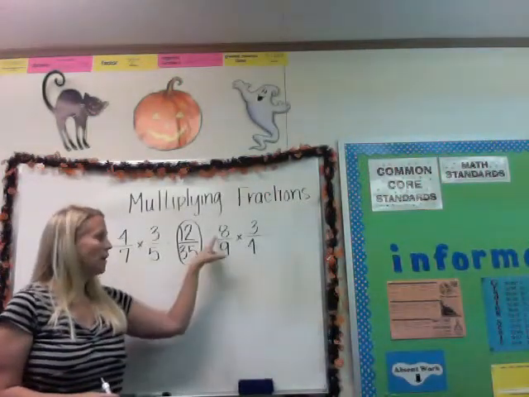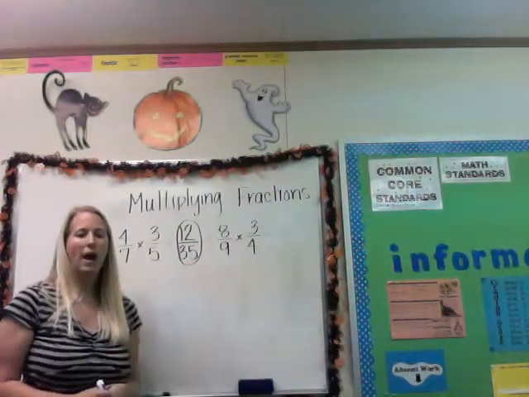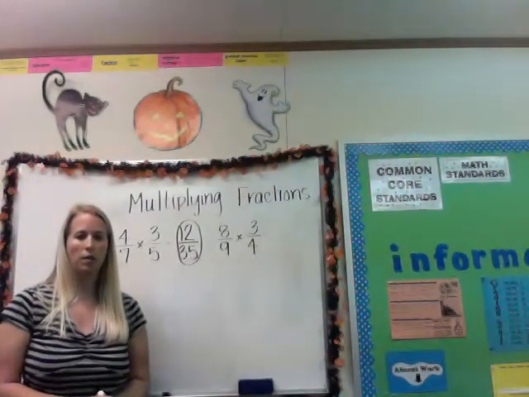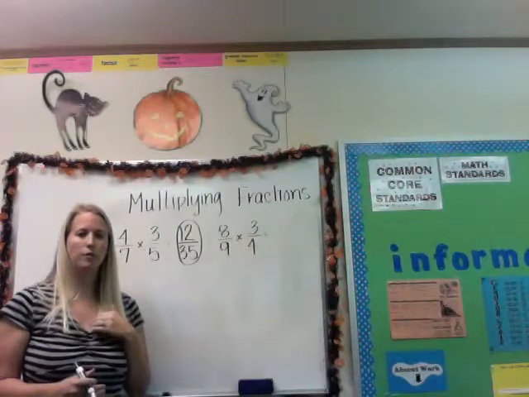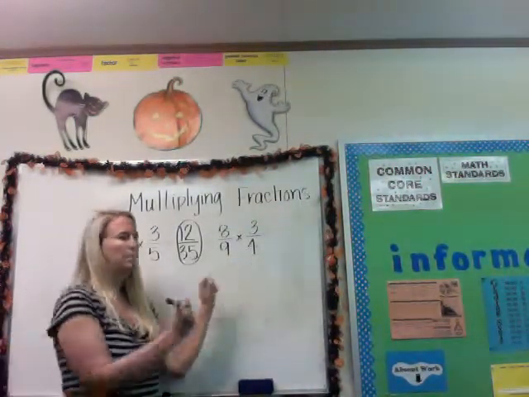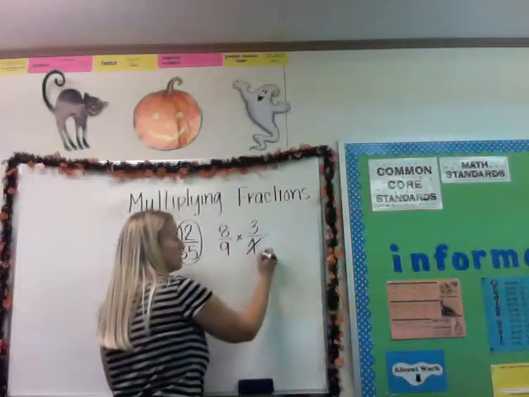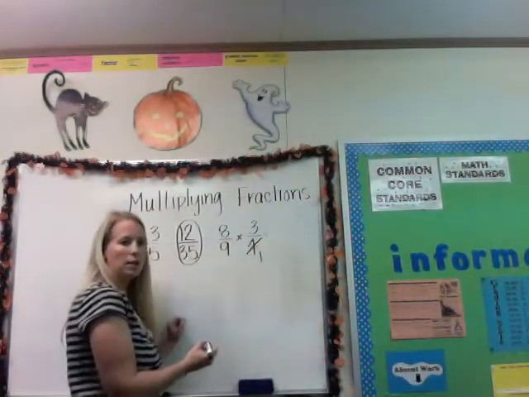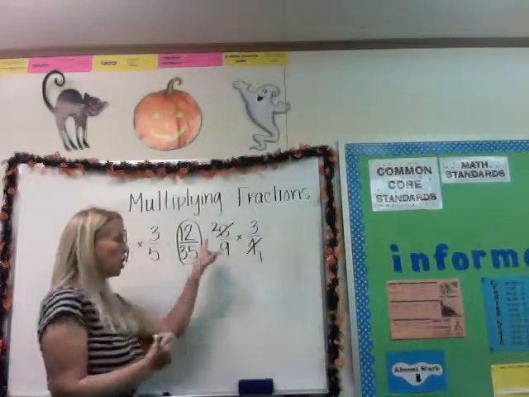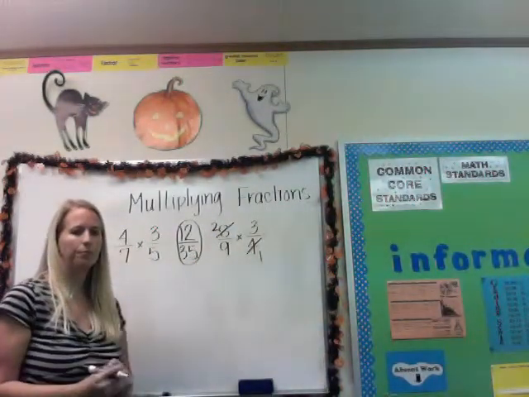So here, I have 8 and 4. I can think of a number that can go into both 8 and 4. I'm thinking of the number 4. 4 divided by 4 is 1. So I'm going to cross out this 4 and I'm going to write a 1. And 8 divided by 4 is 2. So I'm going to cross off this 8 and make it a 2.